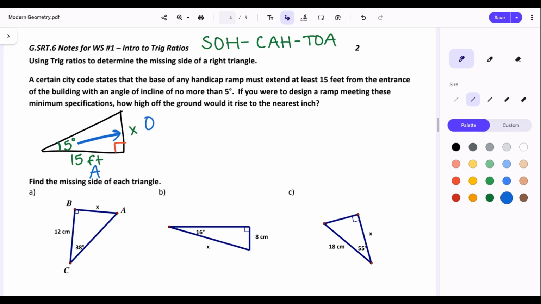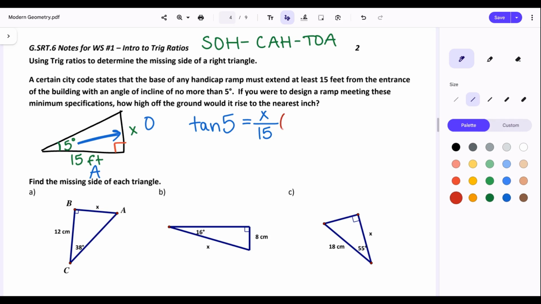So I'm going to set this up where I do tangent of my angle, which is 5 degrees. So I'm going to write tan of 5. And then I'm going to set it up. Opposite is my X and adjacent is my 15. So I'm going to write it like this. Now I want to solve for x. So we have this fraction over here. How are we going to get the x by itself? How do we get rid of that 15?